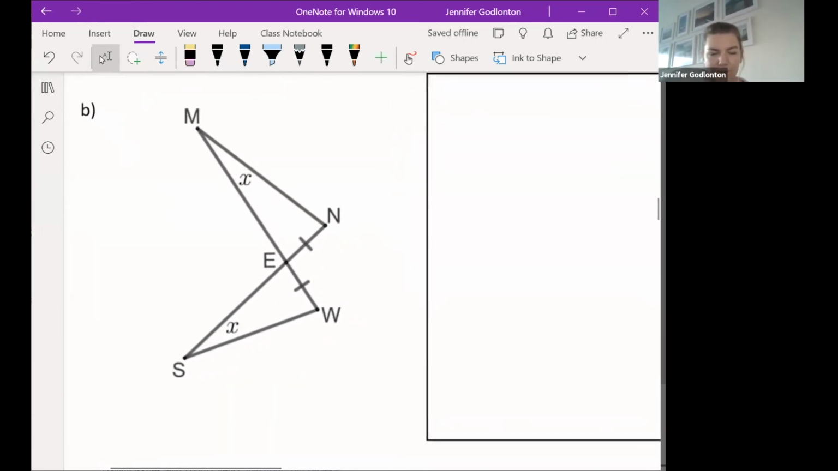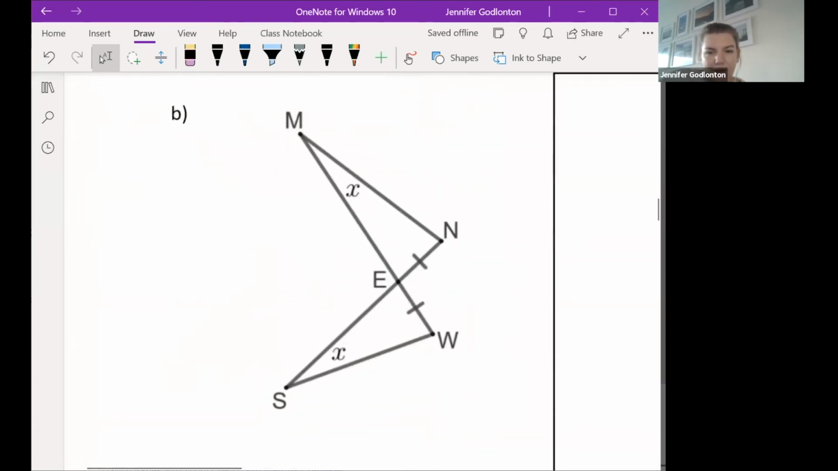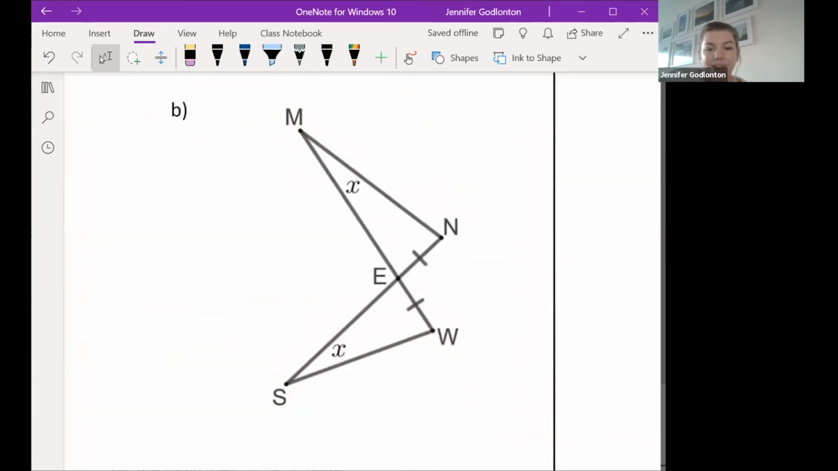Let's do this one. Okay. I'm wanting to prove these 2 triangles are congruent to each other. Start the way we've always been starting. Write which 2 triangles you're talking about. Think about your 3 reasons.